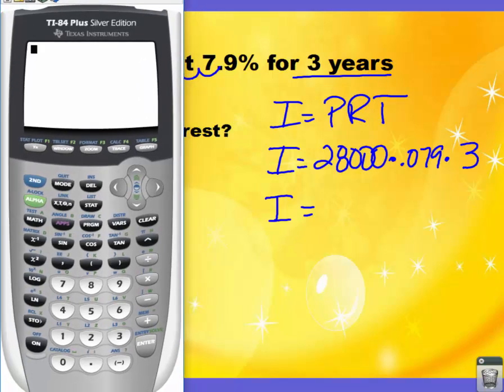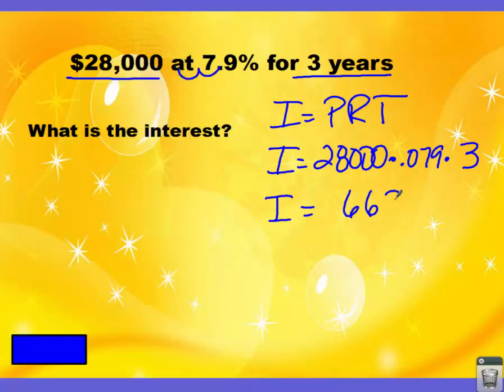Now that we have all of our information plugged in, we now just do the math. 28,000 times 0.079 times 3. When we hit enter, we end up with 6,636. Now interest is going to be in the form of dollars, so we need to put a dollar sign on it.